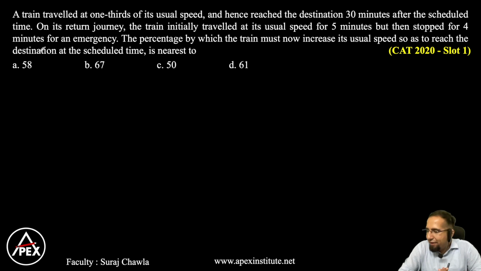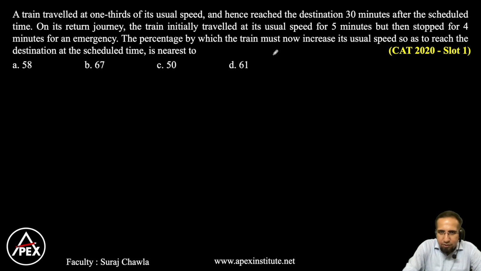Now, a train traveled at 1/3 of its usual speed and hence it reached its destination late by 30 minutes after the scheduled time. On its return journey, the train initially traveled at its usual speed for 5 minutes and then stopped for 4 minutes. The percentage by which the train must now increase its speed so as to reach the destination on scheduled time. Now, this is the best example of proportionality again.